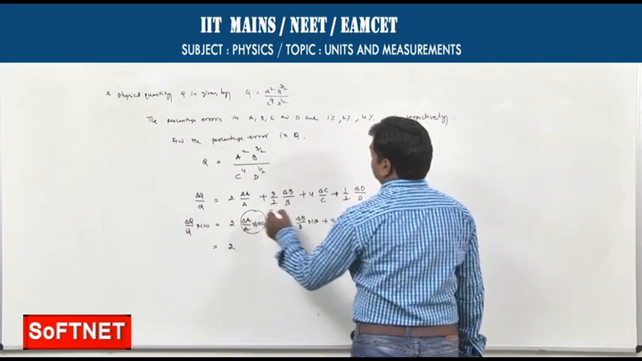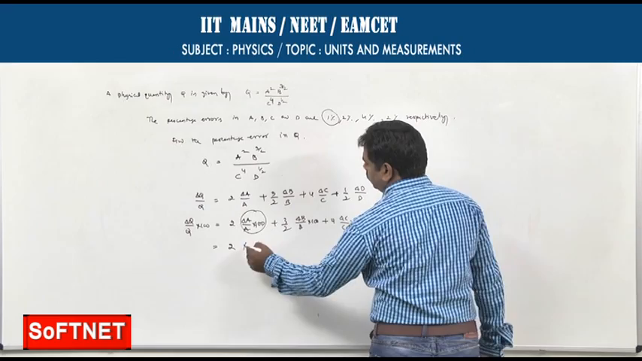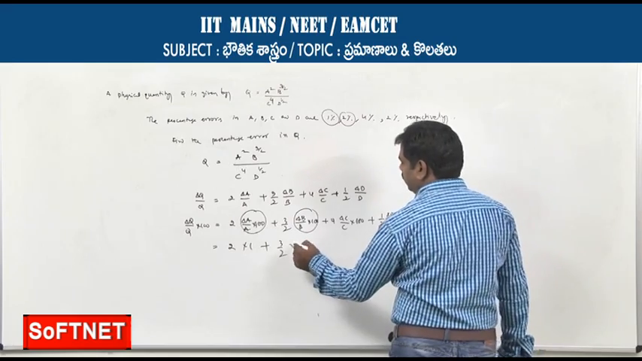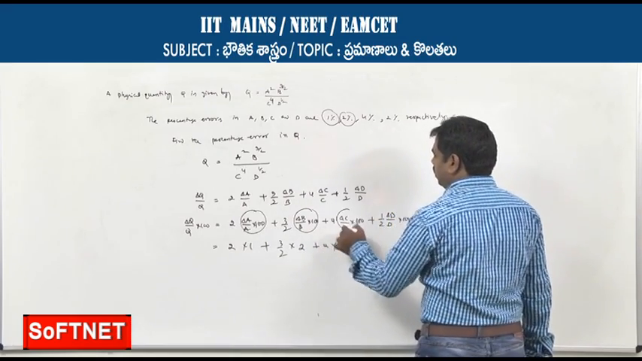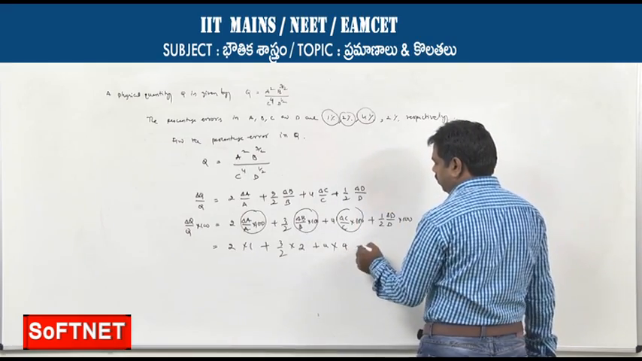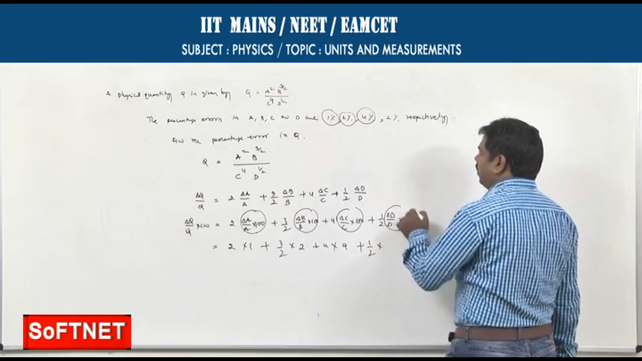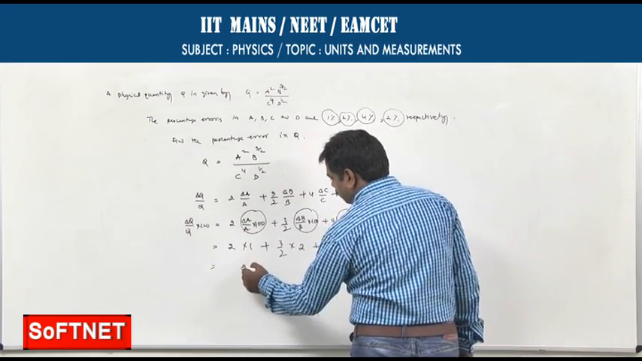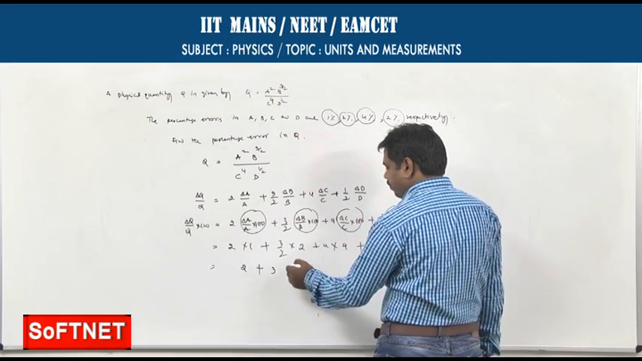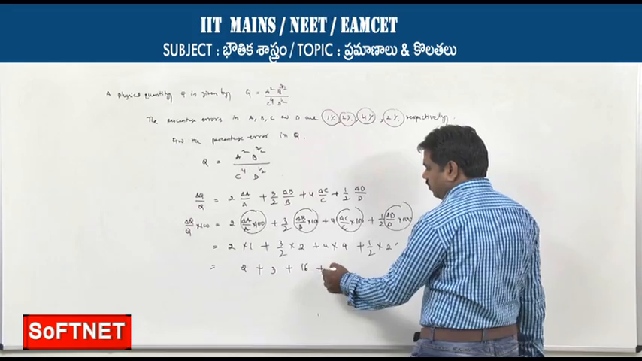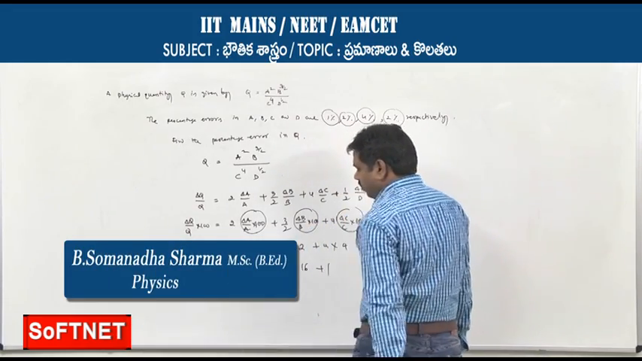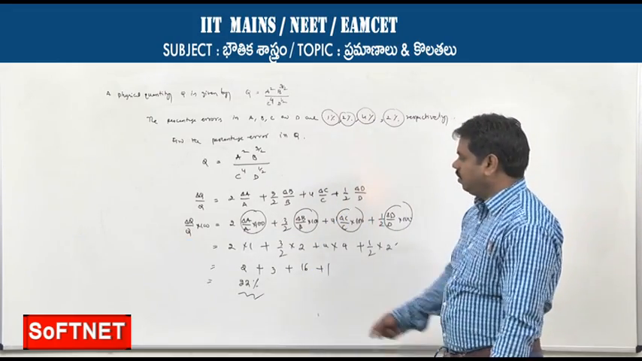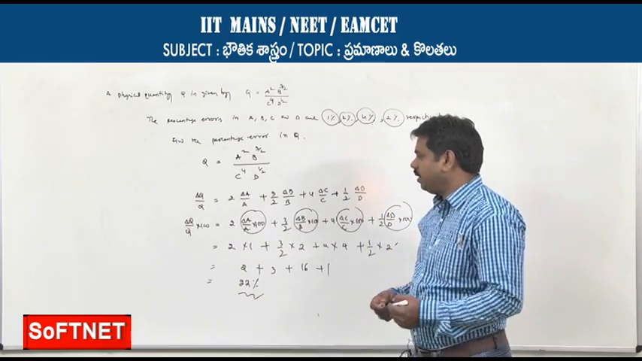2 into this value, which is given as 1%, that is 2 into 1, plus 3 by 2 into this value, given as 2%, plus 4 into this value, given as 4%, plus half into this value, given as 2%. So finally you will get 2 plus 3 plus 16 plus 1. So finally this will be 22 percent. So this is the percentage error in the measurement of the Q.